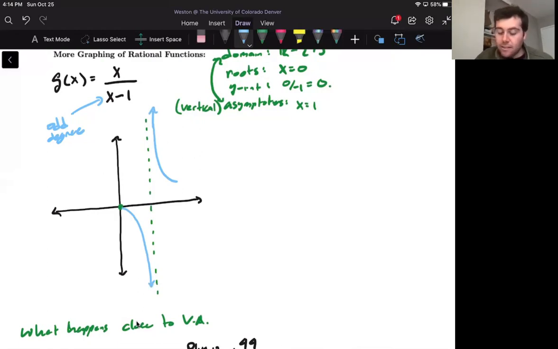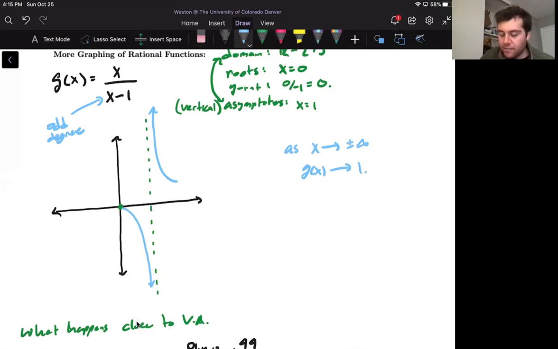And the last thing we want to check now is what our end behavior is. And this one's actually pretty interesting. Because we have x and x minus 1, our end behavior doesn't go to 0, and it's not going to infinity as we plug in really large values. Actually, it turns out that as x goes to plus or minus infinity, g of x approaches 1.